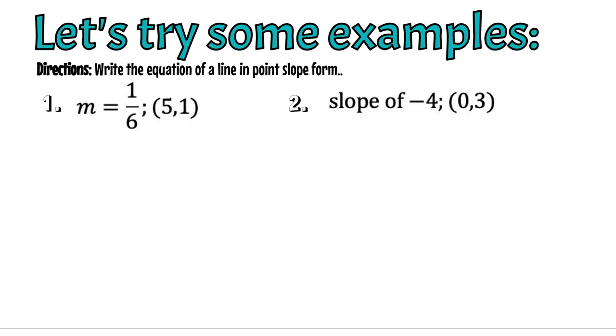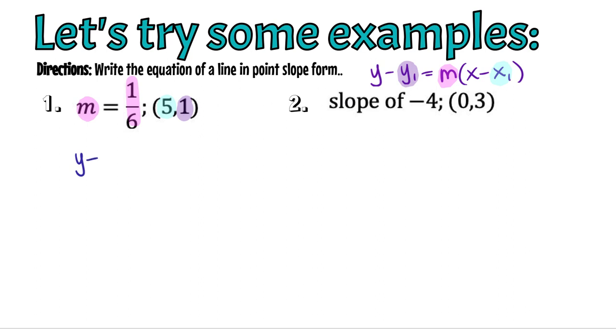Let's try some examples, but before we do, let's refresh our memory what our point slope form is. y minus y sub 1 equals m times x minus x sub 1. So remember what we're going to do. We're going to plug in our slope m, which is 1/6, in for m into our equation. And then we're going to plug our x value from our x sub 1 into our equation. And then we're going to plug our y, which equals 1, into our equation for y sub 1. So let's go ahead and do that.